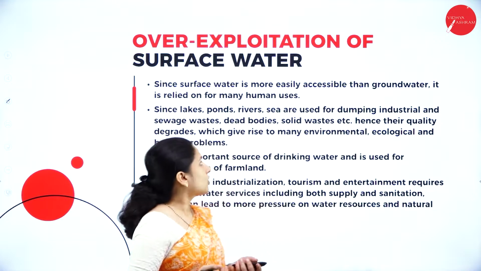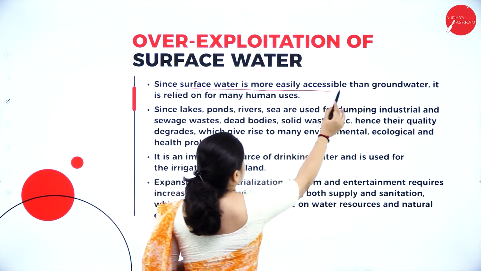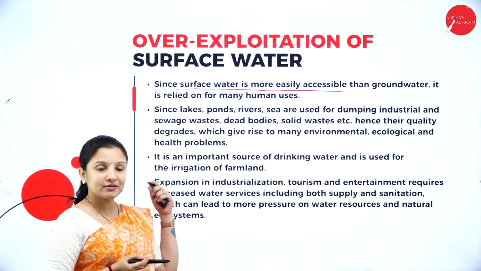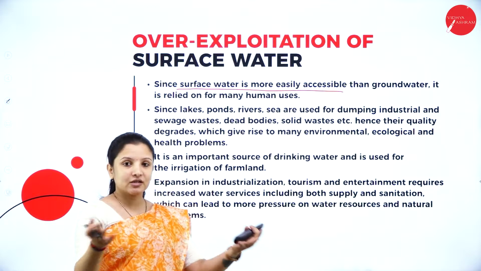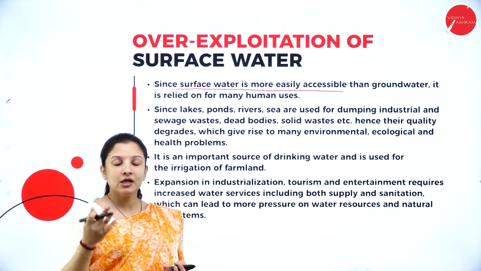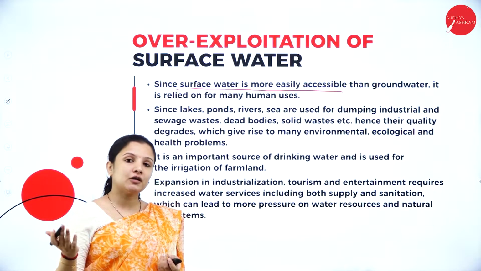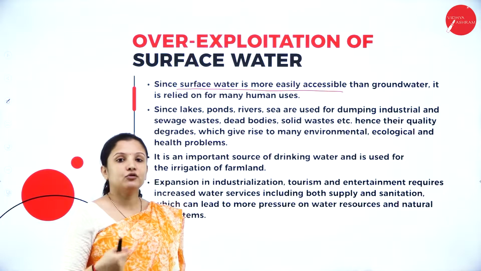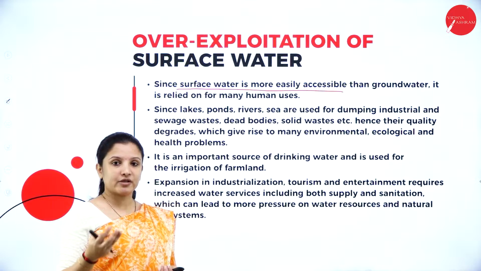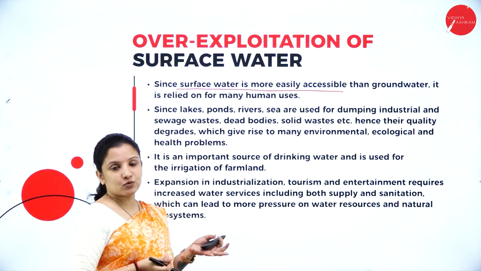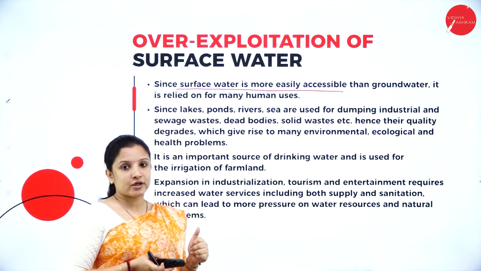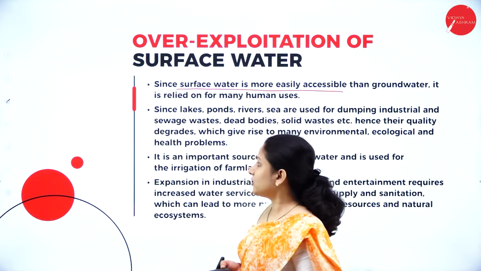Since surface water is more accessible than groundwater, human beings mostly depend on surface water, because it is present on the surface itself in the form of lakes, rivers and so on. Therefore, it is easier to make use of surface water, because for groundwater we have to dig a well or a bore well, which is quite expensive, time consuming and laborious, right? That is why surface water, since it is easily accessible, is the one that is most exploited by humans compared to groundwater.